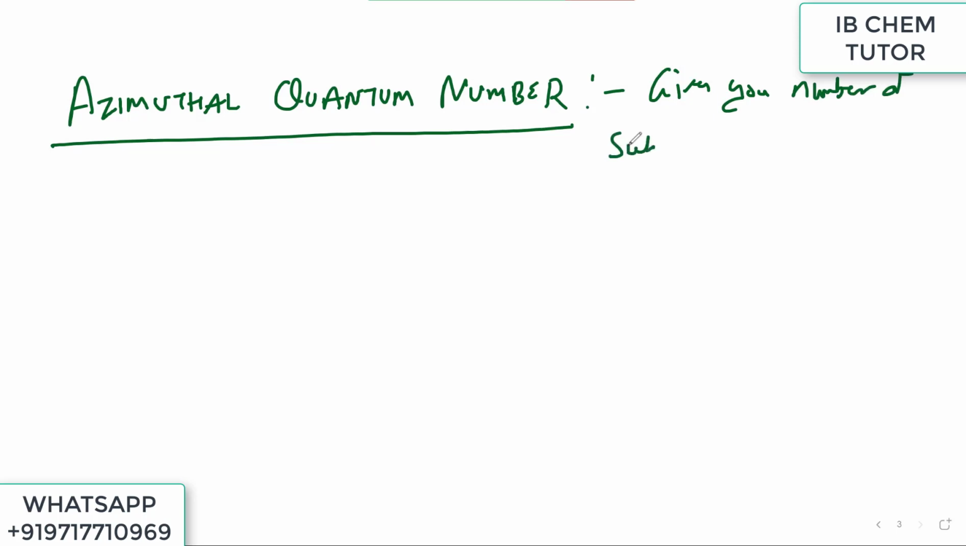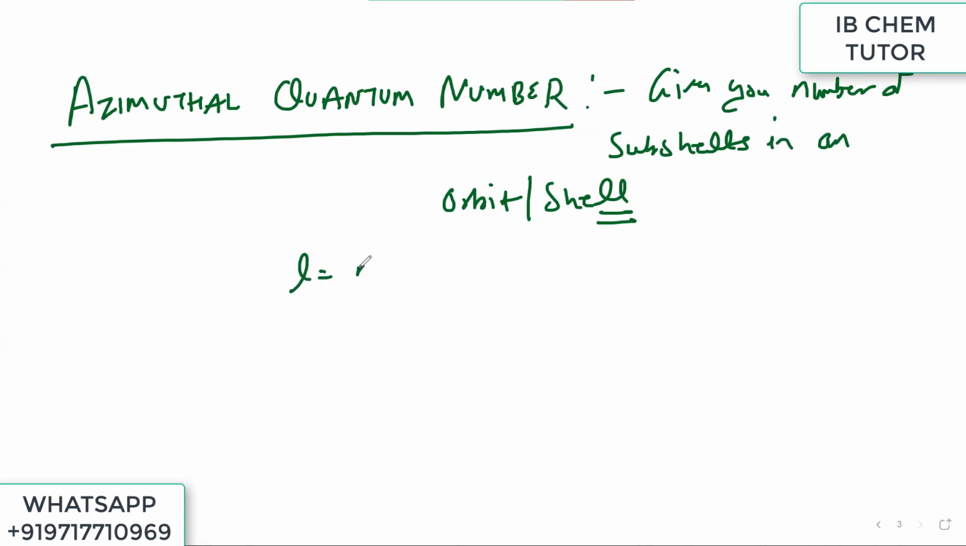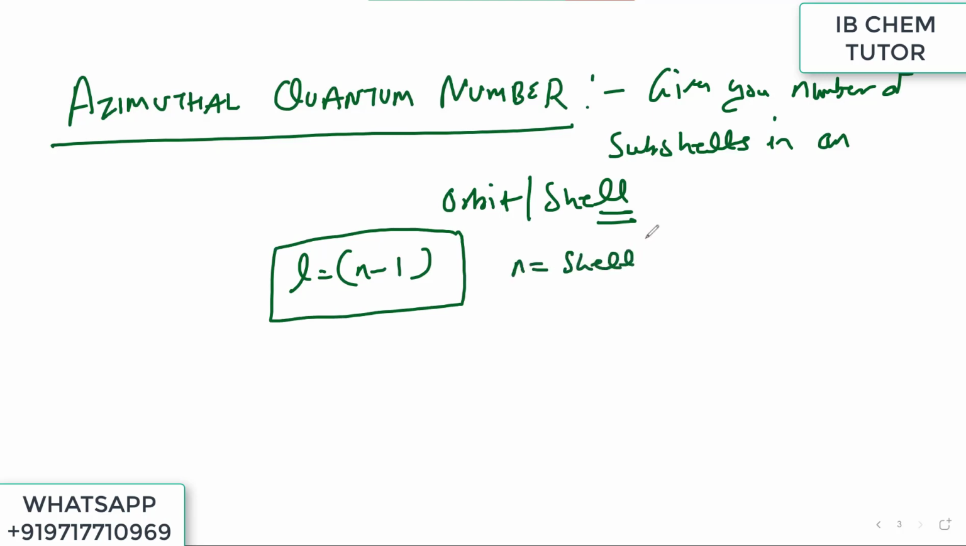the number of subshells in an orbit or shell, right? We use a simple formula for this to find out the number of subshells in a particular orbit, and that formula is n minus 1. Here n is the shell or orbit. Okay.